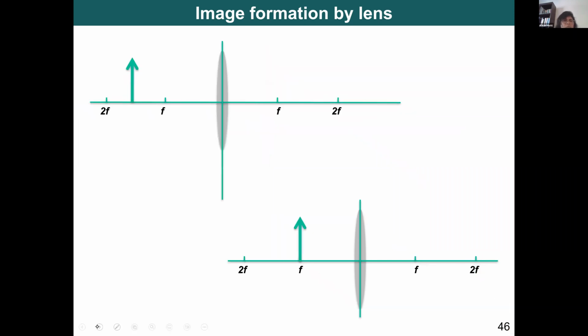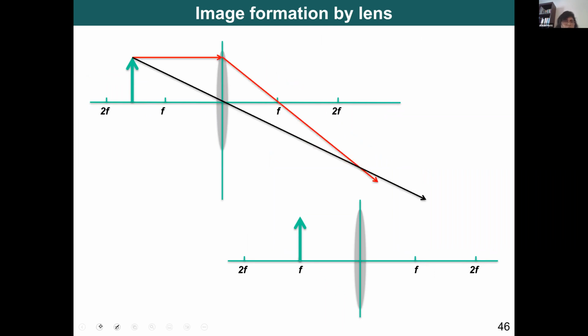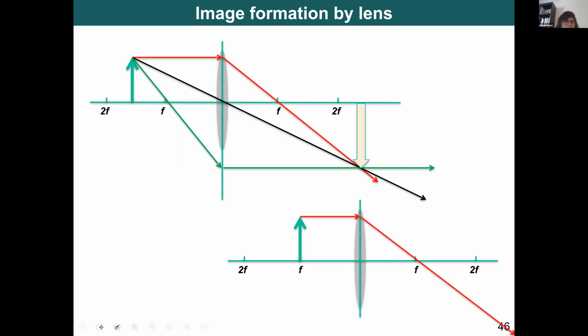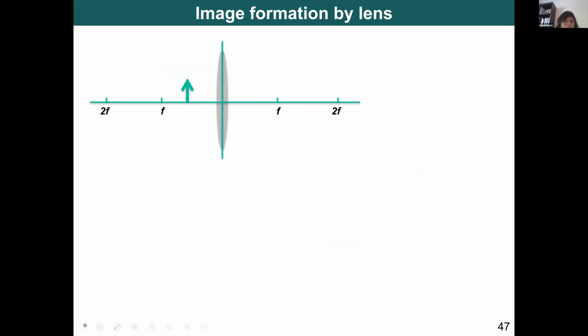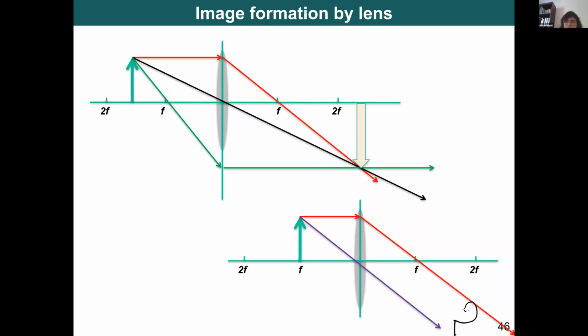Okay, and let's move into the next one. I have the object in between 2F and F. So now the first ray, second ray and third ray are also there, and then I found the image larger in size, inverted and real. And then at F, it's a very important case. These 2 lines will never meet. This is where your eye is, right? So these 2 lines will never meet. That means no image in this case, similar to your converging.